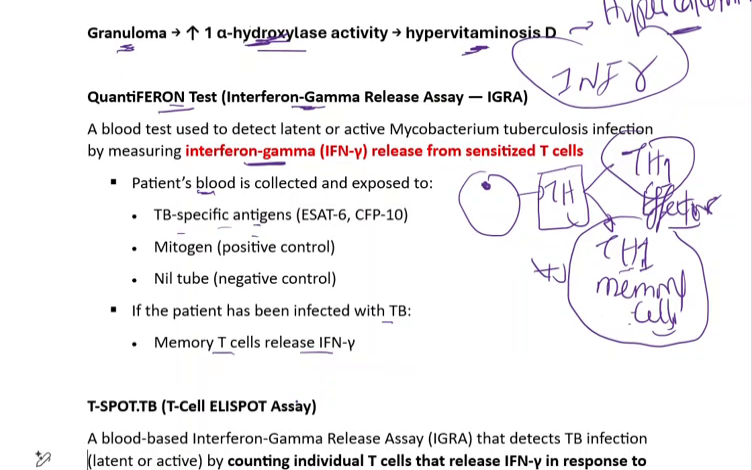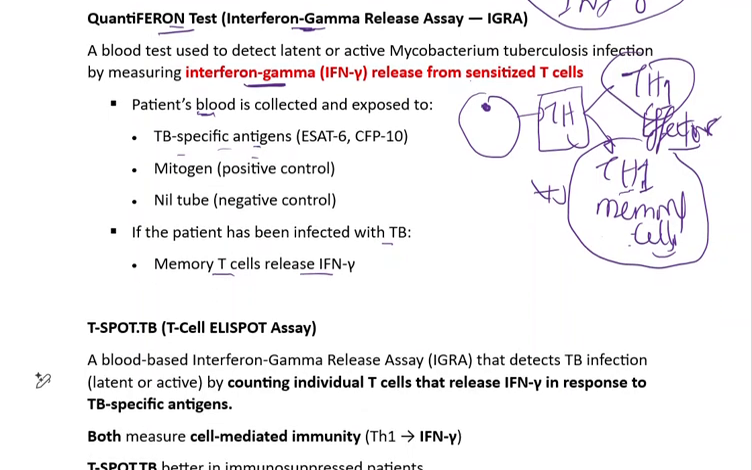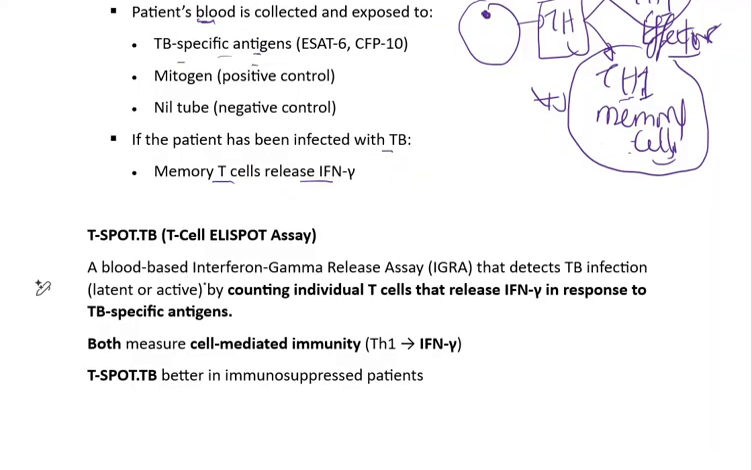And the other test is what we call T-SPOT. T-SPOT is also another test that we can use to check for latent or active TB. This is similar to the QuantiFERON test, but in T-SPOT, instead of checking for the release, you are counting the individual T cells that are releasing the interferon gamma. So you are counting individual T cells that release interferon gamma in response to the TB-specific what? Antigen.